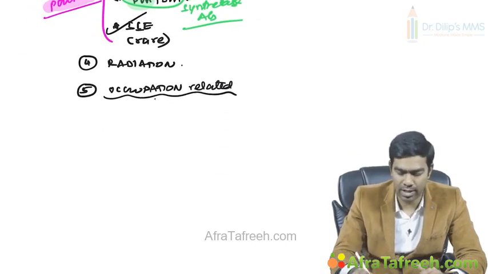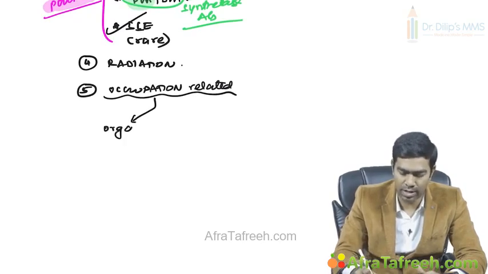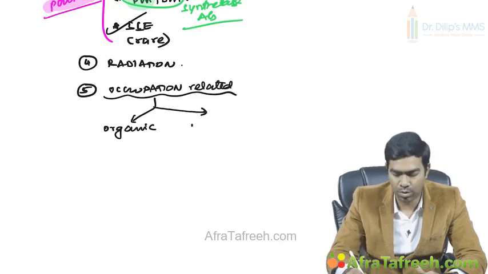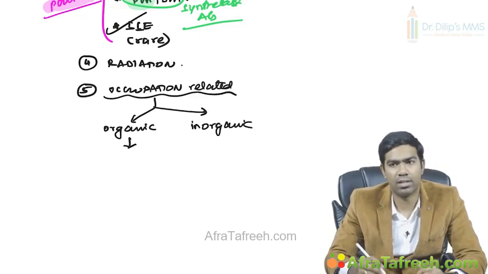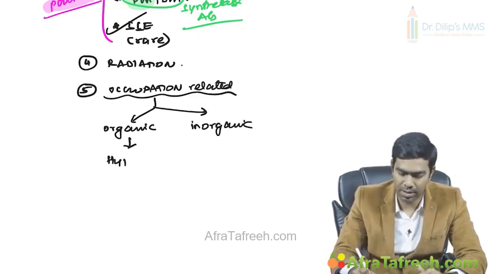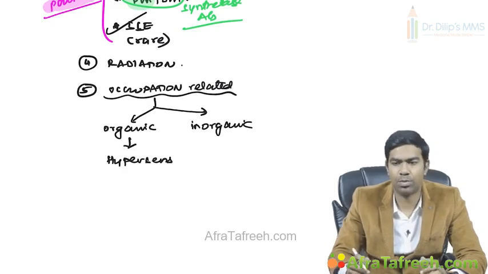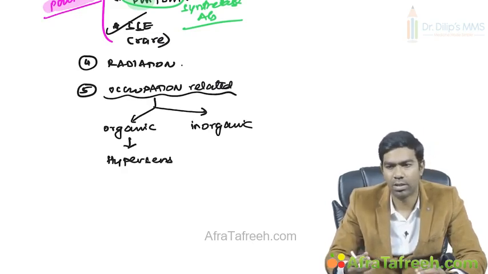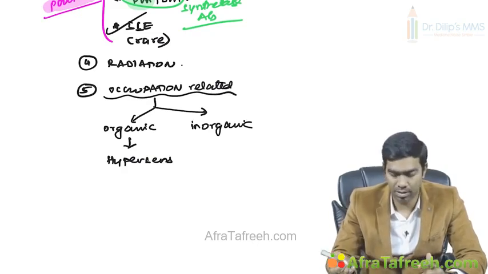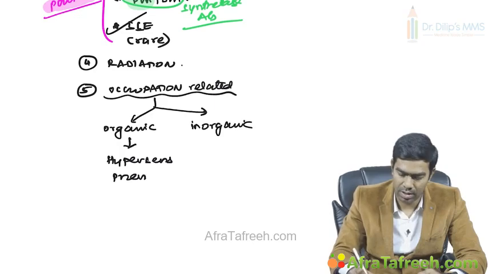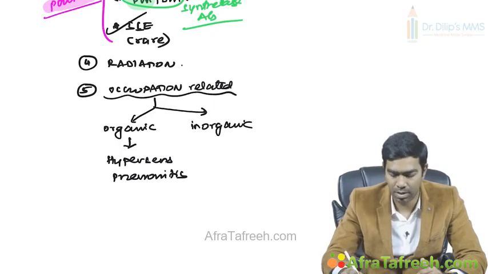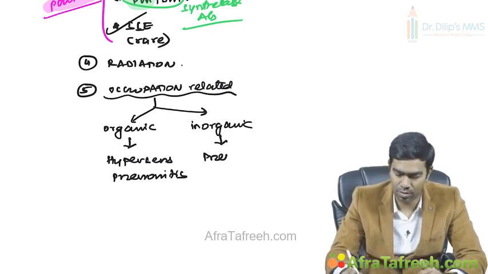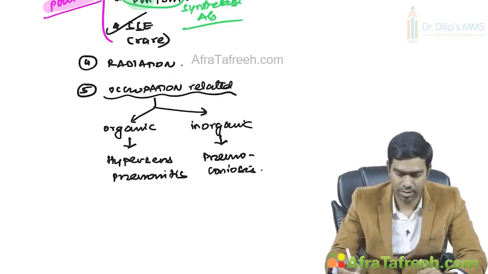What are the occupation related ILDs? If they are getting exposed to organic dust or if they are getting exposed to inorganic dust. If they are exposed to organic dust, that disorder will be called hypersensitivity pneumonitis, where you will be exposed to cotton, bacterial products. If you are exposed to organic materials, this is what we call hypersensitivity pneumonitis. If you are exposed to inorganic compounds like silica, asbestos, beryllium, that will be called pneumoconiosis. Clear? So these are occupation related ILDs.